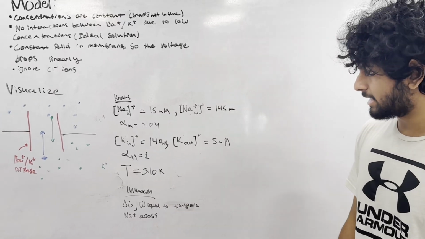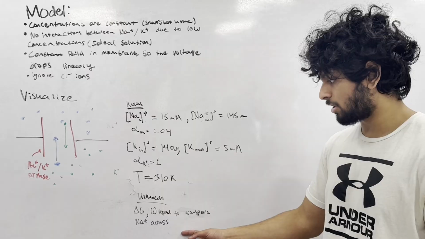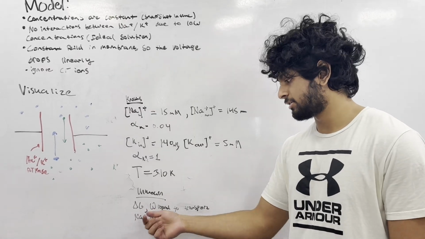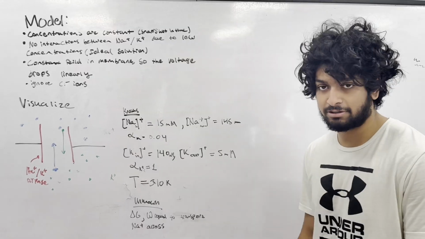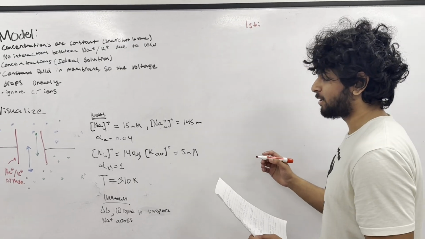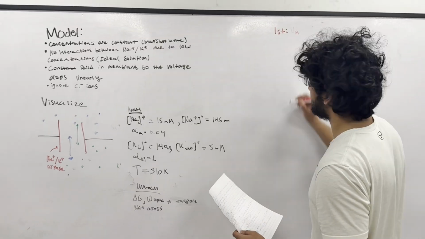We're also given the temperature of the body, which is roughly 310 Kelvin, and what we're solving for is the Gibbs free energy and work required to transport sodium across this potential difference. All right, the first step to solving this problem is to calculate the voltage of the membrane.